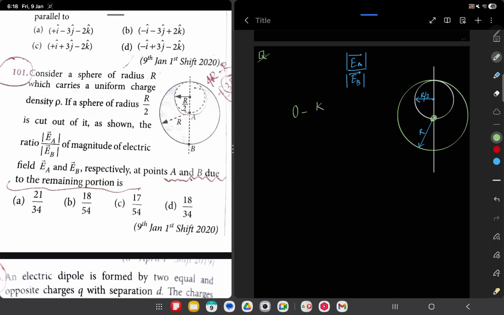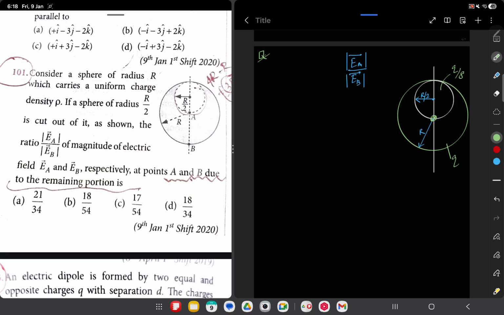K into Q. Okay, Q will be how much? If the total charge is Q, as this is uniform charge density, then for 4 by 3 pi R cube volume, the charge is Q. So for 4 by 3 pi (R by 2) cube volume, the charge will be how much? Q by 8. So for this one, the charge will be Q by 8. So in this case, what will happen?